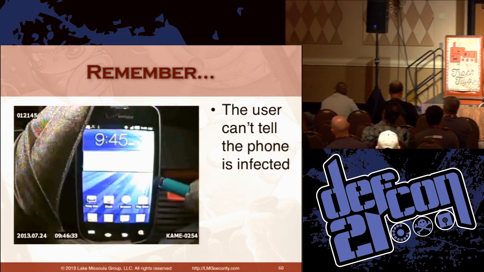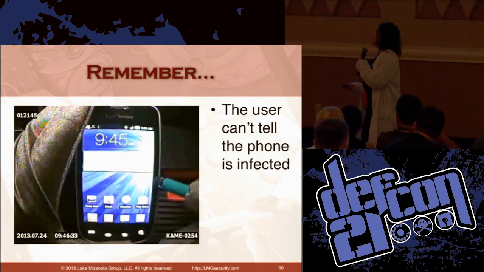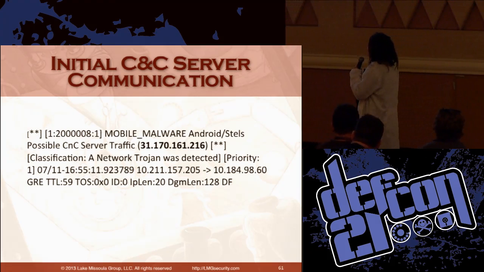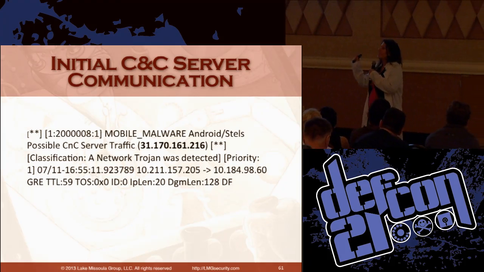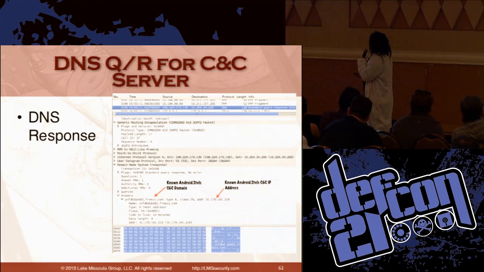Okay, so again, the user cannot tell that the phone is infected. This is invisible to the end user. And while this is going on, we saw the possible CNC server traffic, and we were alerting on that IP address, just presenting itself as a string inside a packet.